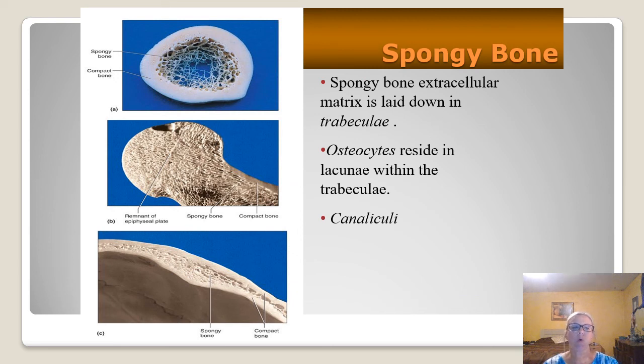Spongy bone is that porous bone made of osteocytes and some extracellular matrix as well. Remember, these do not have central canals, but they do have small canals or channels that we call canaliculi. Okay? The osteocytes are in the lacuna within the trabeculae. The spongy bone matrix is laid down there in the trabeculae.